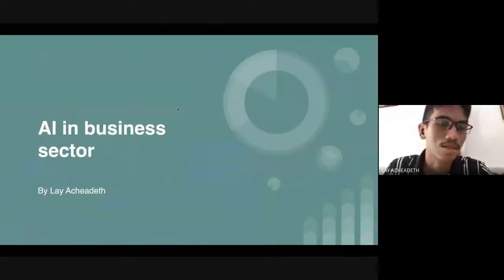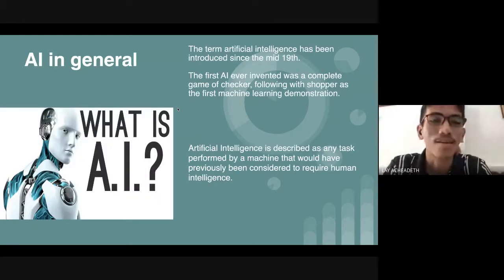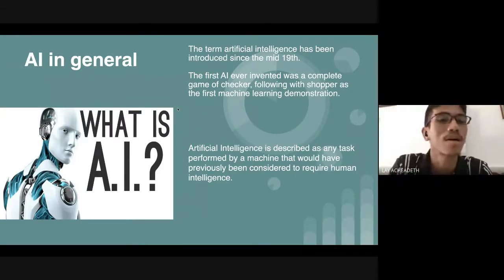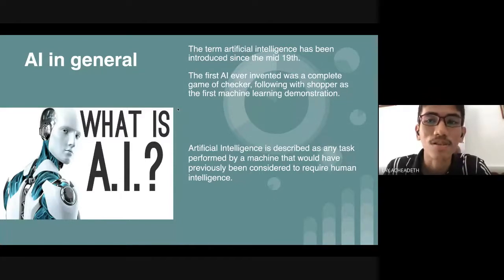I'm going to talk about AI in the business sector. Before getting to know anything, you have to know AI in general before we talk about AI in business. So what is AI? Before talking about AI, we should dig deep into the history of AI. As it says on the slide, the term artificial intelligence was introduced in 1955.